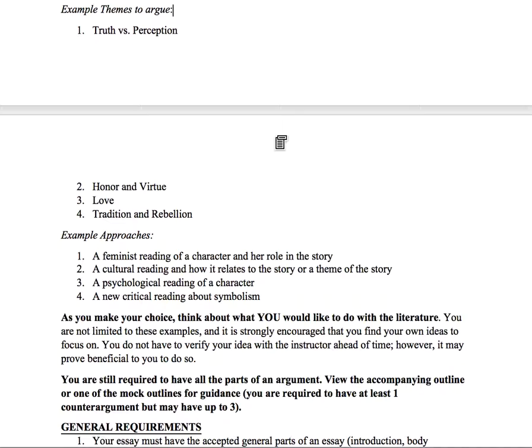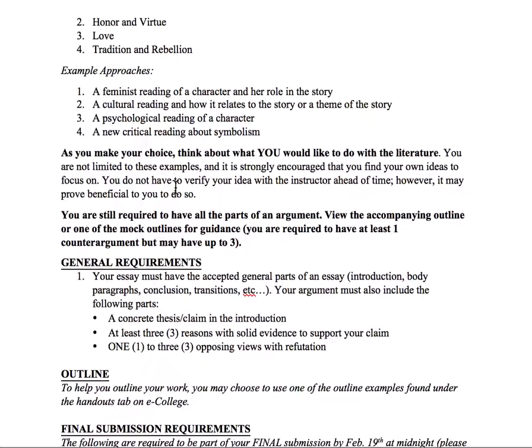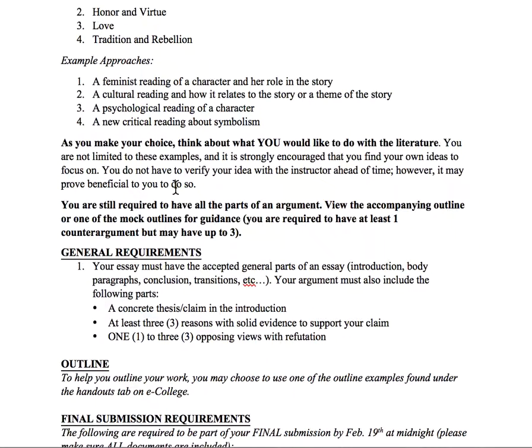So tell me, what is the author conveying about truth versus perception? Do they think truth is absolute, or do they think it's something that can be manipulated? Do they think honor or virtue is relative to one's beliefs? You can understand a general idea of how to pick a stance about a theme. And then again, you'll pull specific evidence from the text to show me what you're talking about.